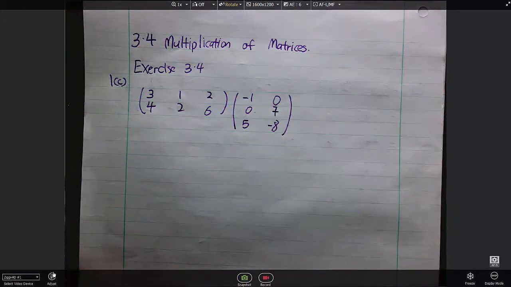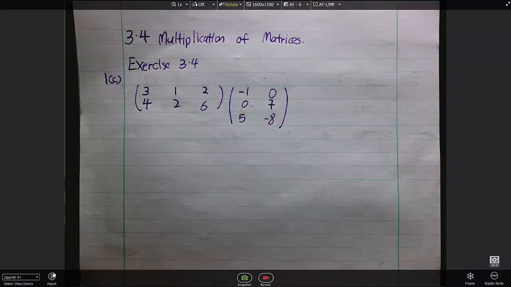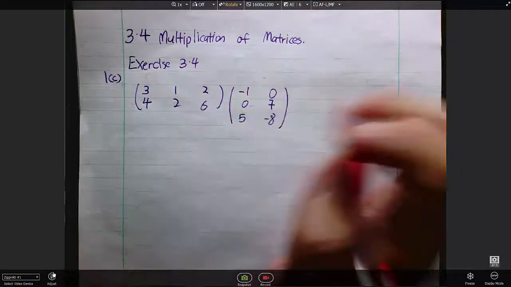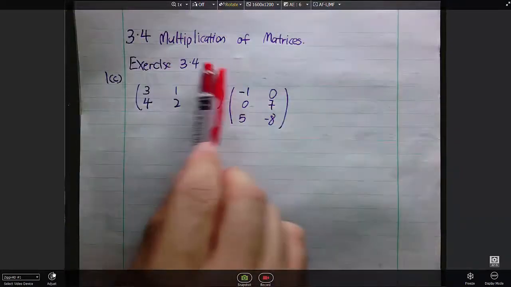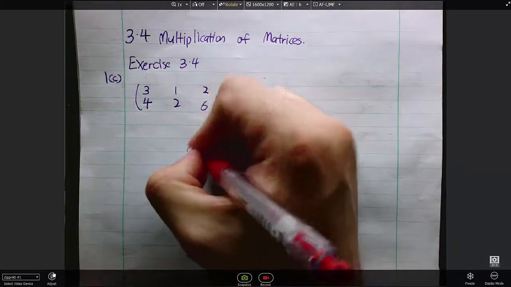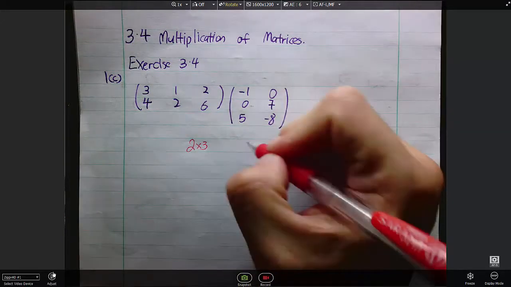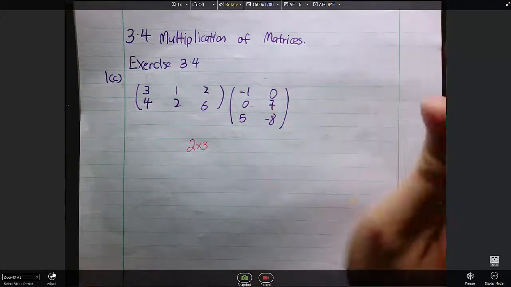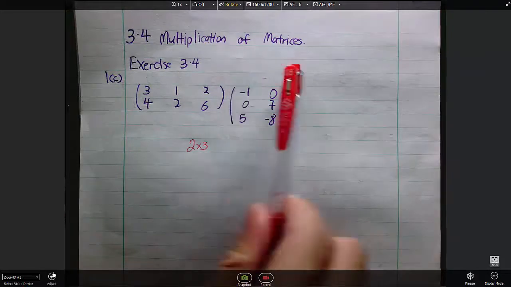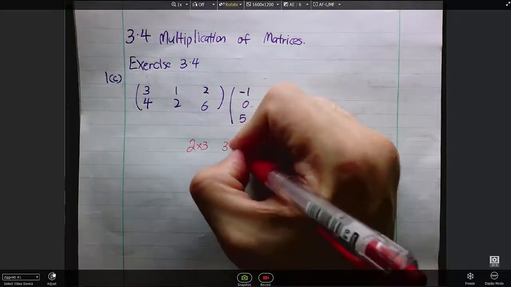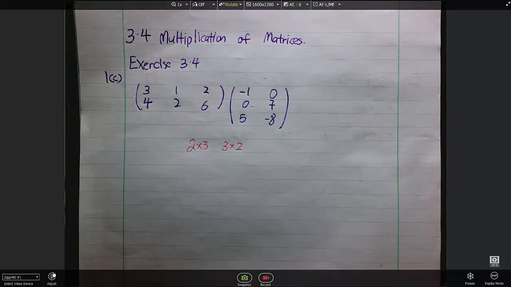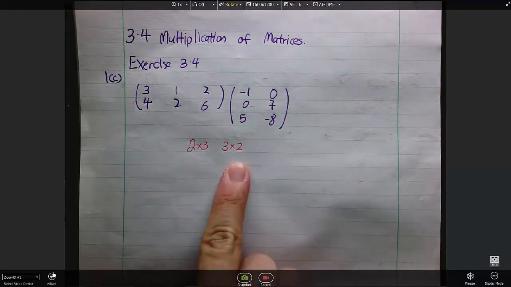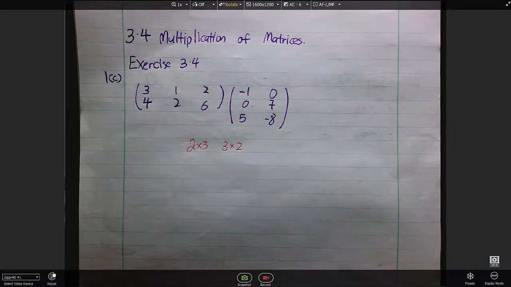The very first thing, before we can even multiply matrices, is to write down the order of the matrices. For example, this one is 2 rows by 3 columns, so its order is 2 by 3. The next one is 3 rows by 2 columns, so it is 3 by 2. In order for matrices to be multiplied, you write down the order in this way, and then their middle numbers must match up.